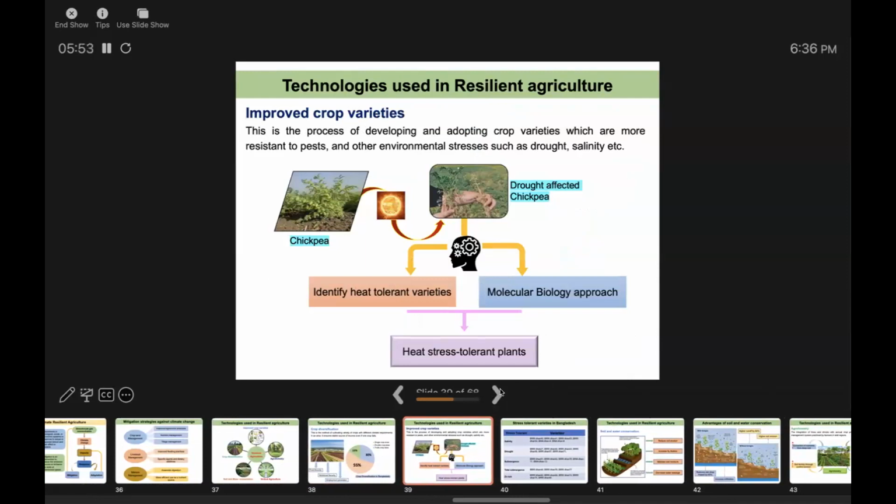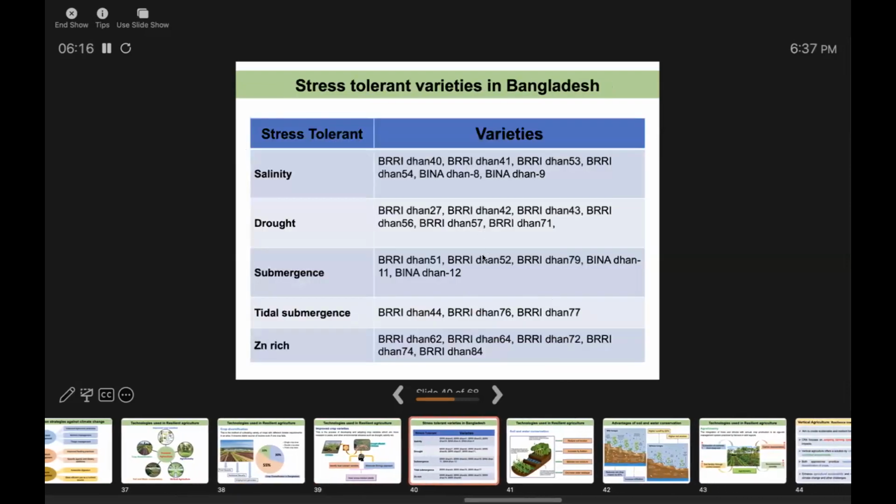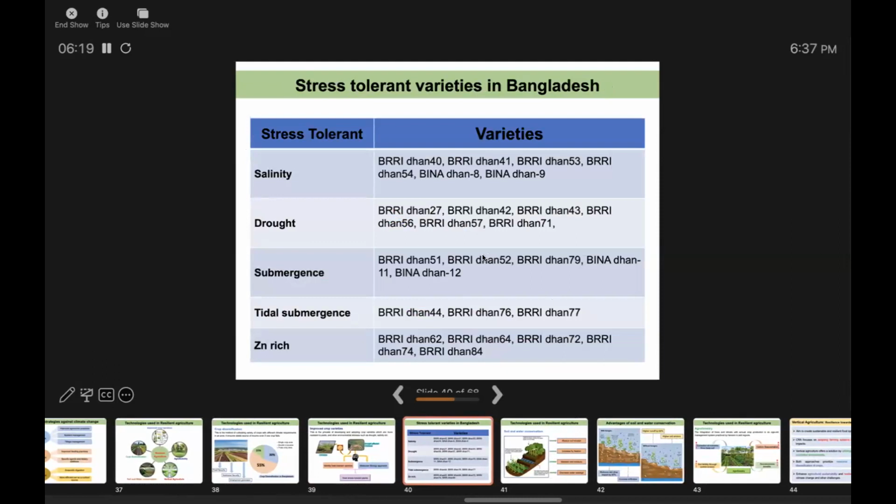Also crop varieties. Focusing on adapting crop varieties due to climate change, there are some varieties which are resistant or have the capability to withstand the effect of stress. Some tolerant varieties have been published, and this is the list of stress tolerant varieties of different kinds, from rice and other crops. Here is the listing of rice varieties that can withstand salinity, drought, or submergence, and some with micronutrients like zinc.